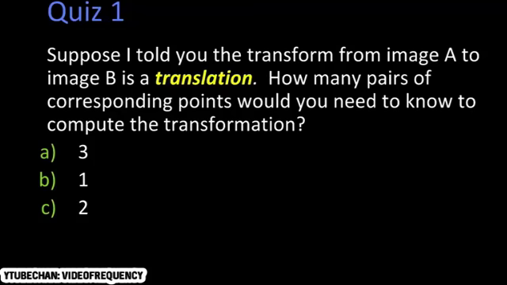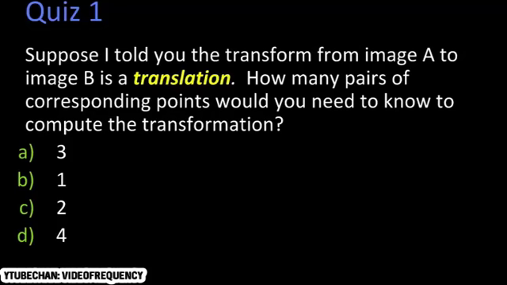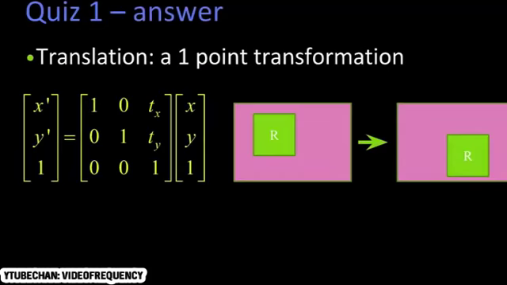A, 3; B, 1; C, 2; D, 4. Well, the answer is B, 1 point, because translation is a 1-point transformation. If you tell me where this bottom left-hand corner, big point, is over here, I know where the rest of the image goes. A couple of ways of thinking about that. One is there's only 2 unknowns. And every pair of corresponding points gives me 2 equations. It tells me how the 2 x's align and the 2 y's align. So each pair of points gives me 2 equations. I have 2 unknowns, so I only need 1 pair of points.